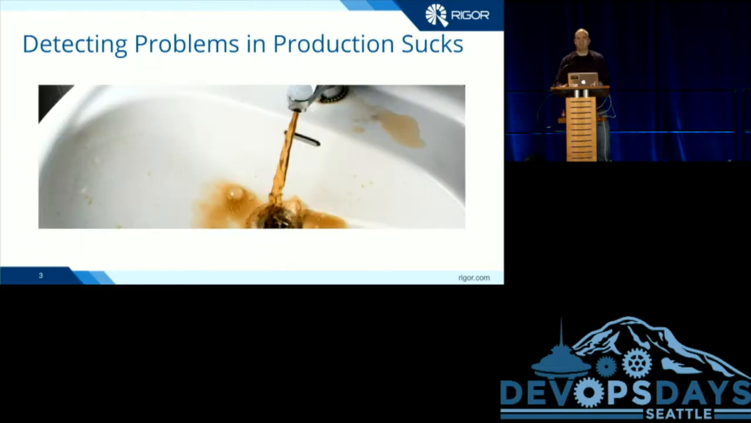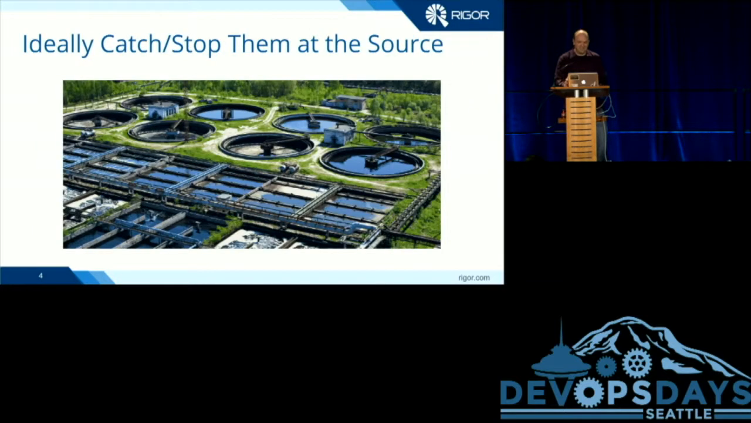I kind of liken it to turning on your faucet and seeing brown water. It's like, congratulations, I could call Atlanta City Water and tell them this. That would be the equivalent of your users telling you your site is slow. But the ideal is that somewhere upstream, literally upstream in this case, at the water treatment plant, they catch this and they know that there's a problem before it gets to me.